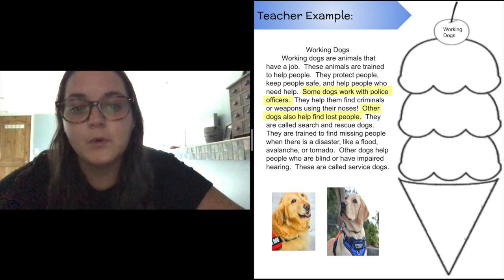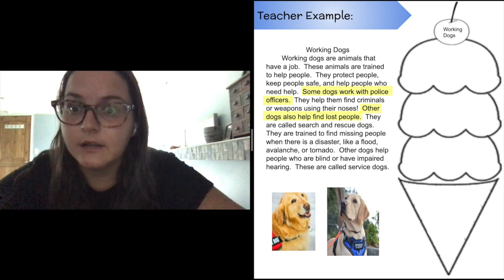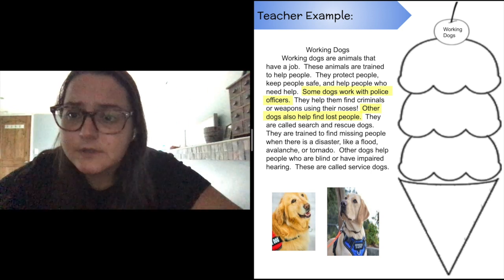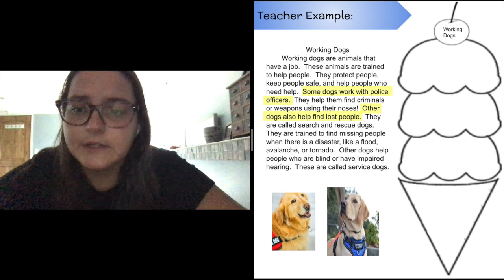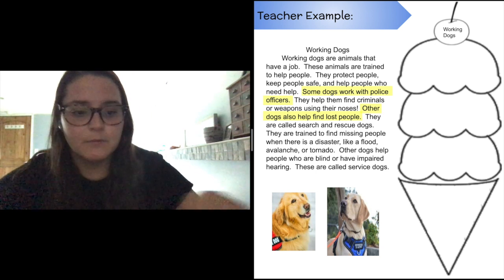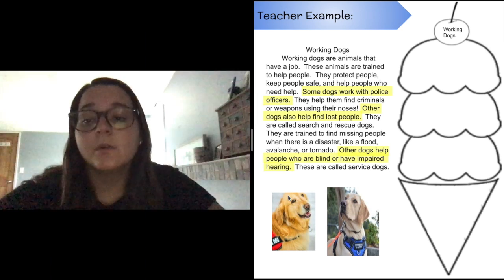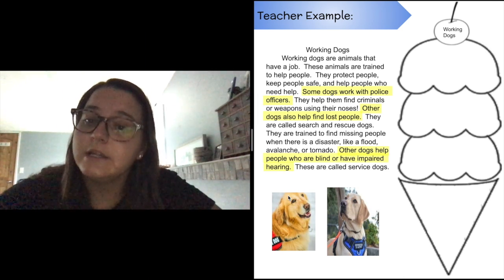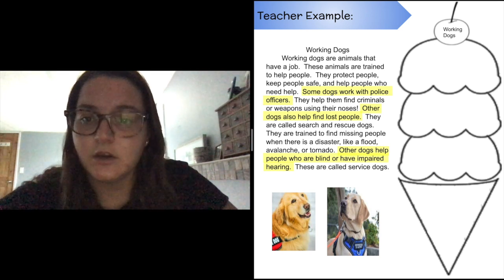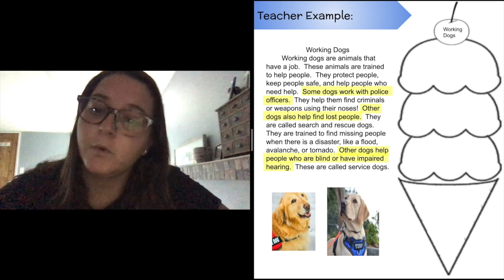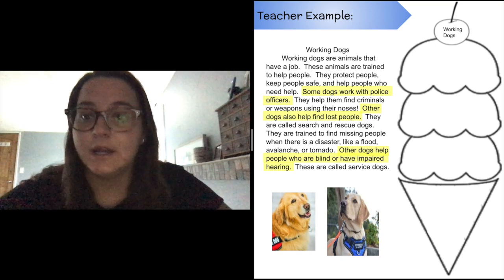Other dogs help people who are blind or have impaired hearing. Now again, I'm thinking, that sounds like a really important detail that the author gave me about working dogs, so again, I'm going to highlight that. These are called service dogs. Now that I have reread my text and highlighted some important key details that the author was telling me about my working dogs, I'm going to fill out the rest of my graphic organizer for what we have learned so far.